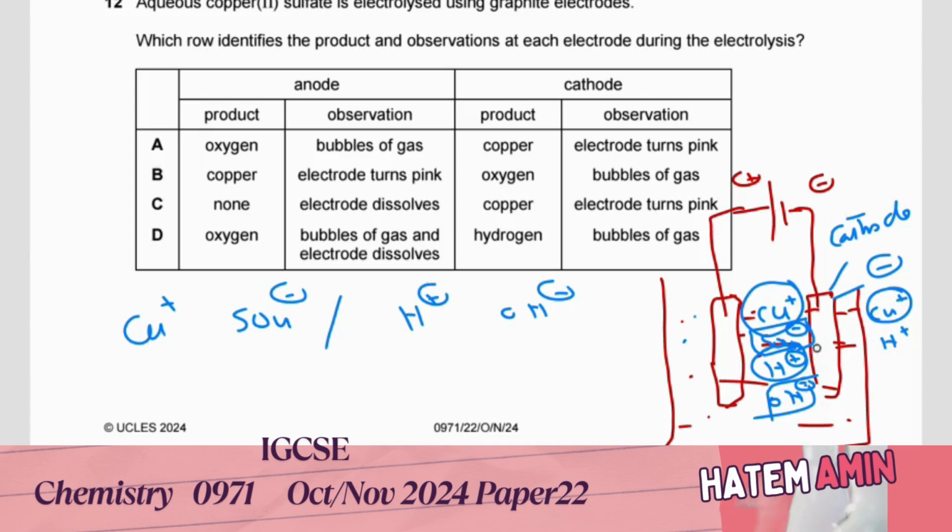So in the cathode, what must we find? We must find Cu discharged around the cathode. The element which got discharged is copper. Why? Because copper here is less reactive than hydrogen, so it should be discharged first. So in the cathode, which one should we choose? We should exclude that one, and we should exclude the last one too.